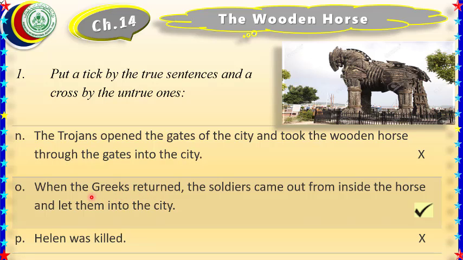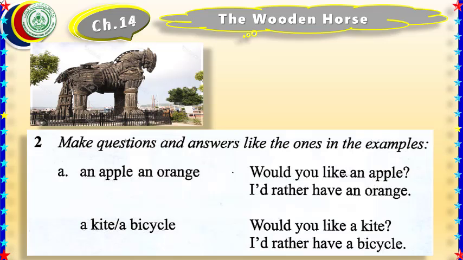Next part is, when the Greeks returned, the soldiers came out from inside the horse and let them into the city. Yes, this is a true statement. Helen was killed. No, she was not killed. Greeks brought Helen back. She was not killed. She was alive.